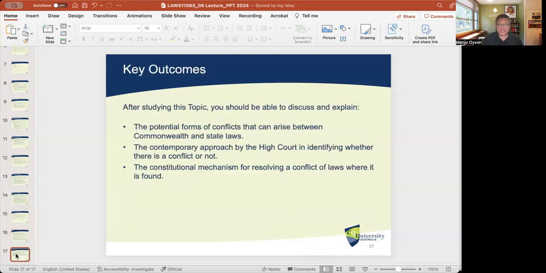And so after studying this topic, you should be able to discuss and explain the potential forms of conflicts that can arise between Commonwealth and state laws, the contemporary approach by the High Court in identifying whether there is a conflict or not, and the constitutional mechanism for resolving a conflict of laws where it is found.